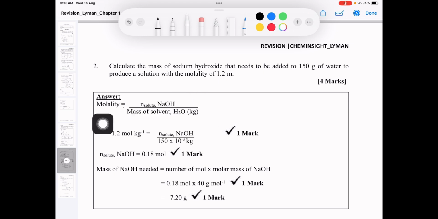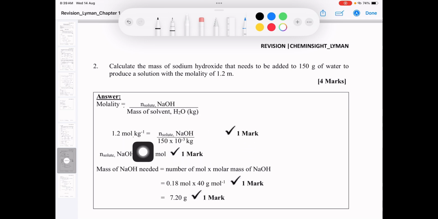Okay, so first by using the formula of molality, which is n solute divided by mass of solvent in kilogram. Okay, so given molality 1.2 mole per kg, so equal to n solute divided by the mass of solvent. So the solvent is water, yeah, convert into kg, 150 times 10 to the power of -3 kilogram. So 1 mark.